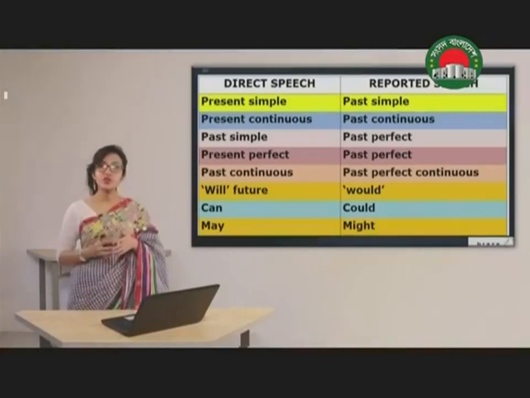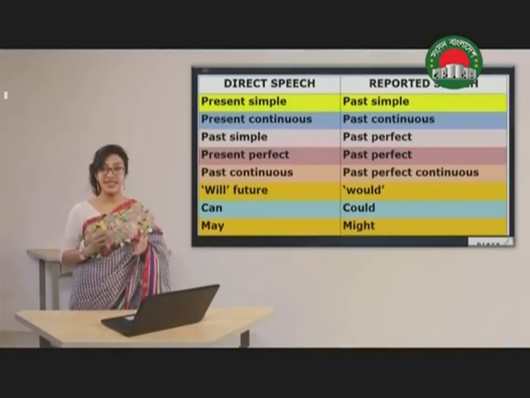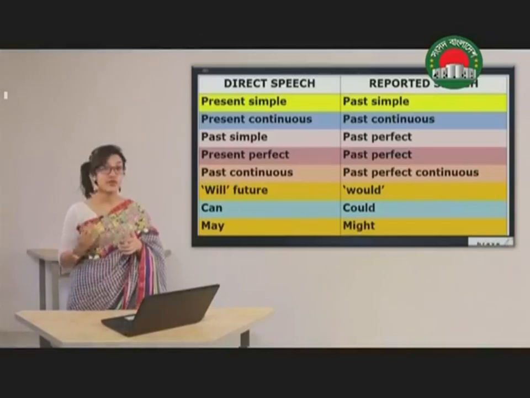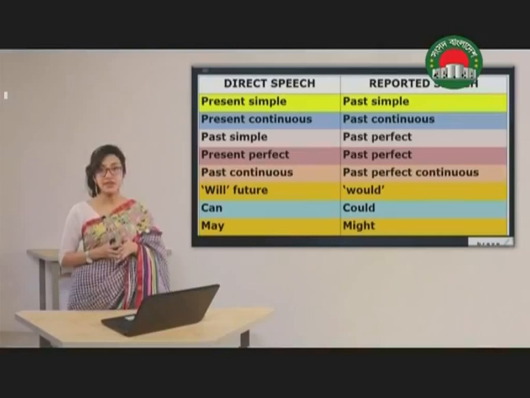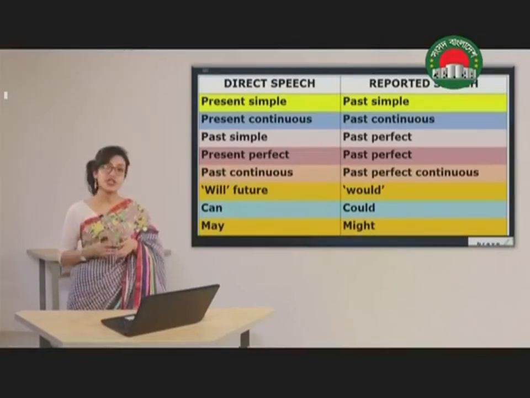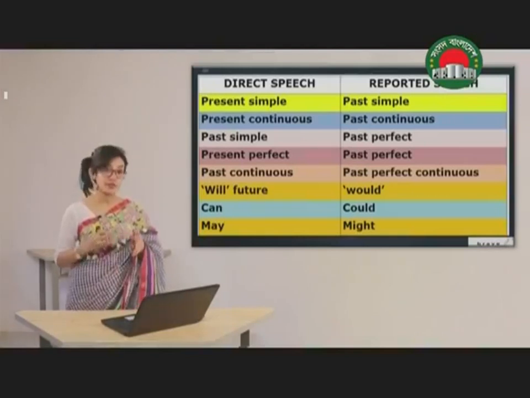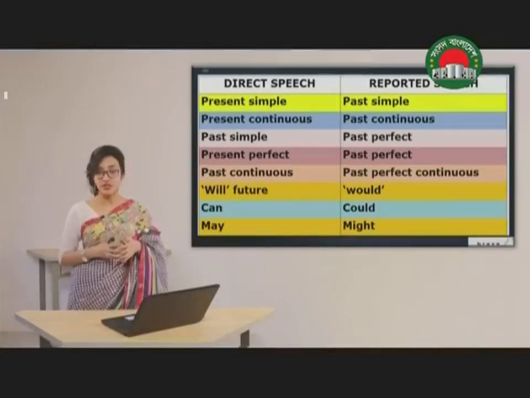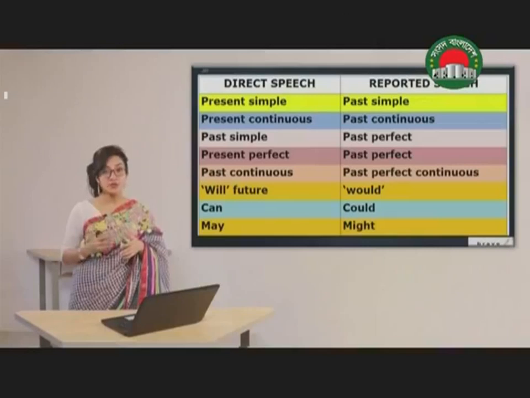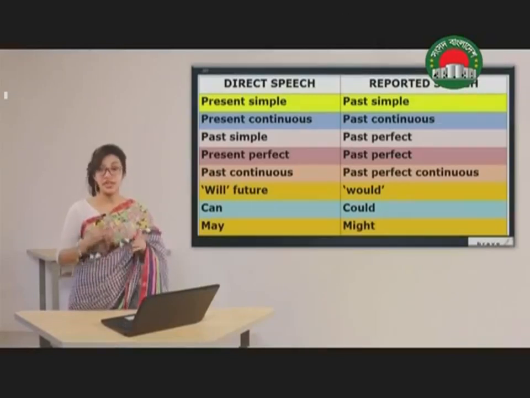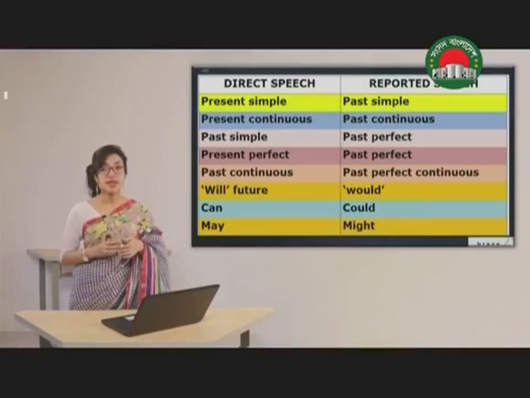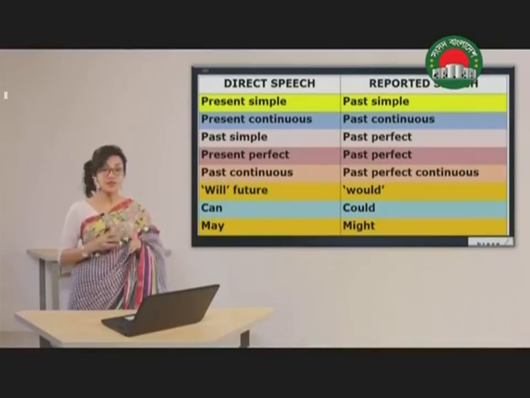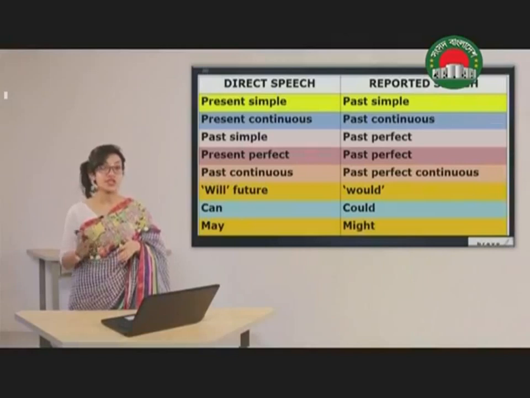I think you have understood the rules of change of tense in case of assertive sentences. I'm going through it once again. If you have present indefinite or present continuous, you're going to change it into past indefinite and past continuous. If you have present perfect and present perfect continuous, you're going to change it into past perfect and past perfect continuous. If you have past indefinite, you're going to change it into past perfect. And if you have past perfect tense, it's going to remain unchanged.